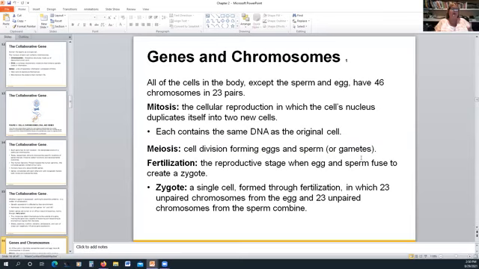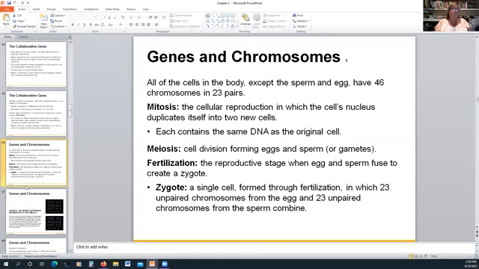Meiosis is where the cell division is forming eggs or sperm. So it usually involves the end part of things, and it involves deciding what the future baby will be biologically assigned as, male or female, a boy or a girl, with what parts.